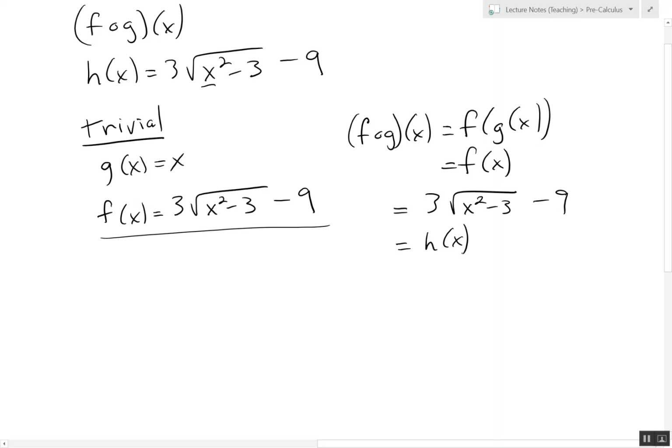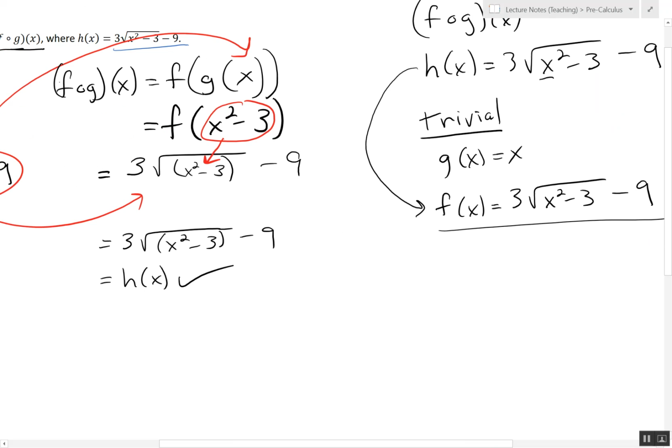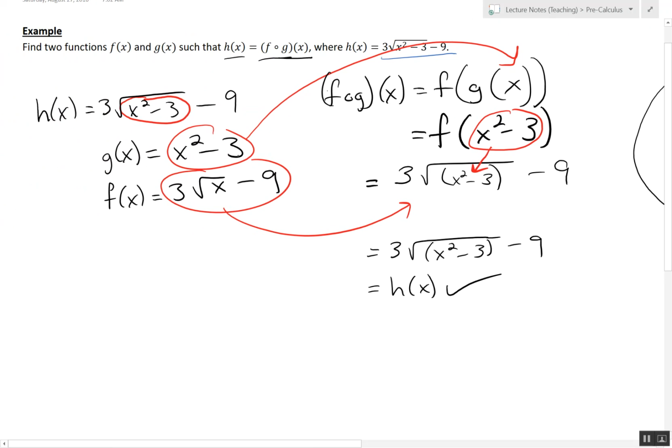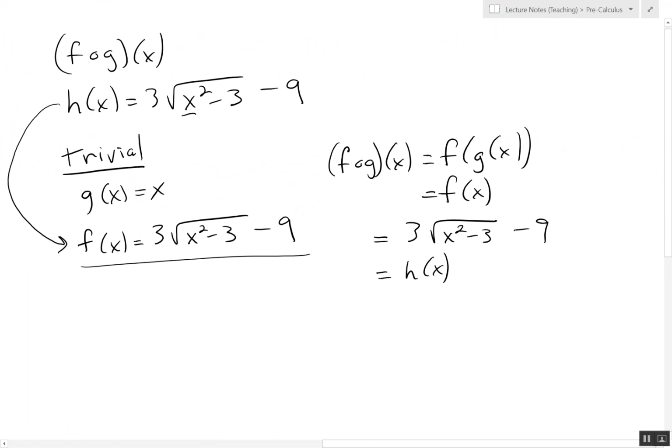So notice that this solution didn't really change anything. And the whole idea about composition is you want to choose an expression so h gets transformed into something different for the outer function. So notice that my choice of x here, while it worked, didn't change h of x, or didn't change the outer function into a different function. Whereas over here, my choice x squared minus 3 changed the function I was given, 3 to the square root of x squared minus 3 minus 9, into the function f, which was slightly different. So that's the goal of composition.